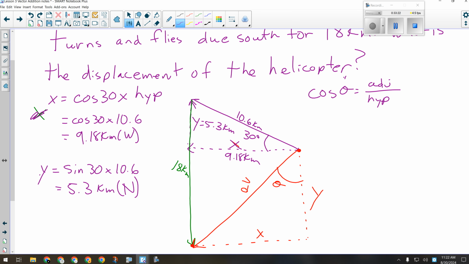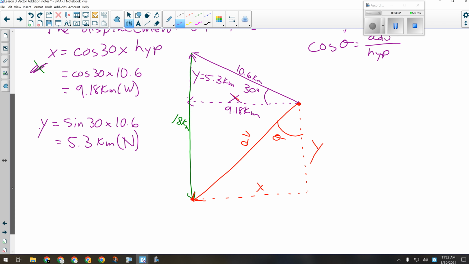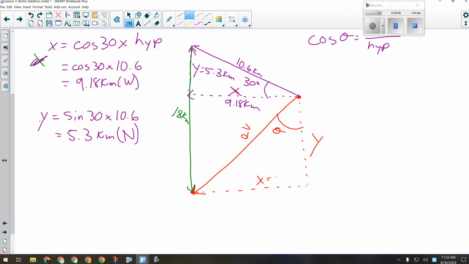Now that I know those sides, can I figure out what red Y and red X equal? Like red X should be what number? 9.18. I only went west here. That's the only time the helicopter went west ever during the trip. So the final displacement to the west is 9.18 kilometers because it's the only west part we did. So I can say that this side here is 9.18 kilometers. How far south did they go?